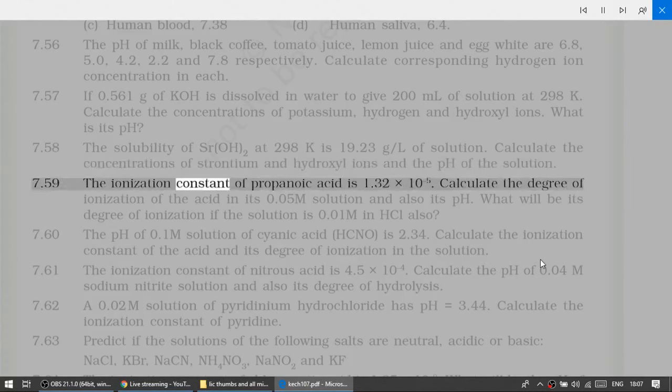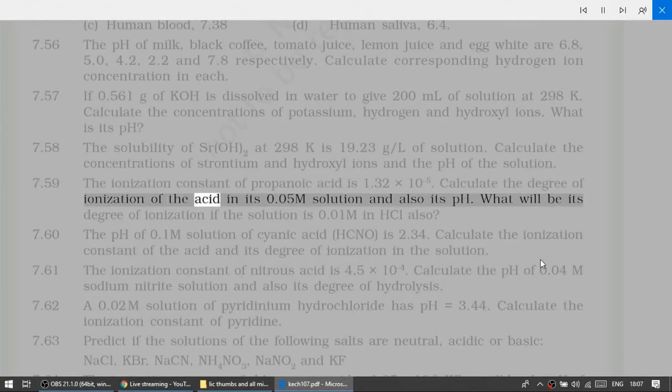7.59 The ionization constant of propanoic acid is 1.32 times 10⁻⁵. Calculate the degree of ionization of the acid in its 0.05 M solution and also its pH. What will be its degree of ionization if the solution is 0.01 M in HCl also?